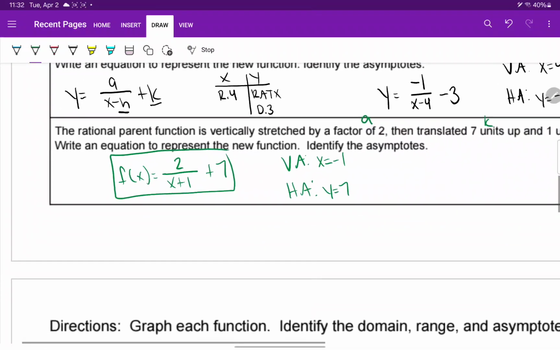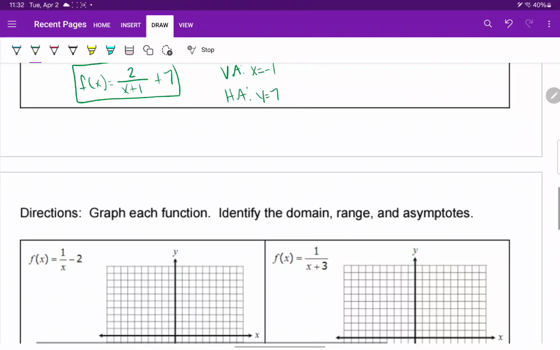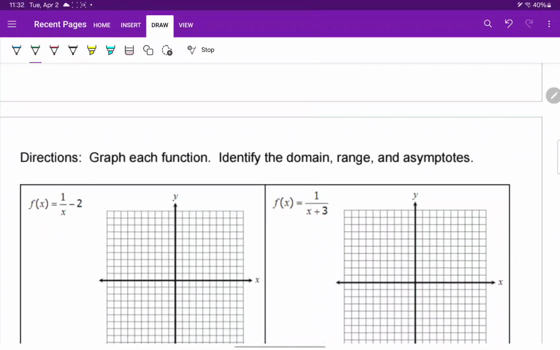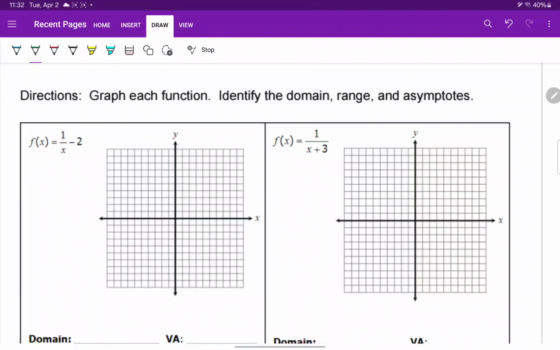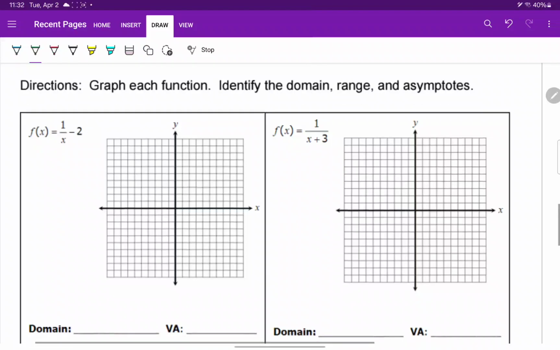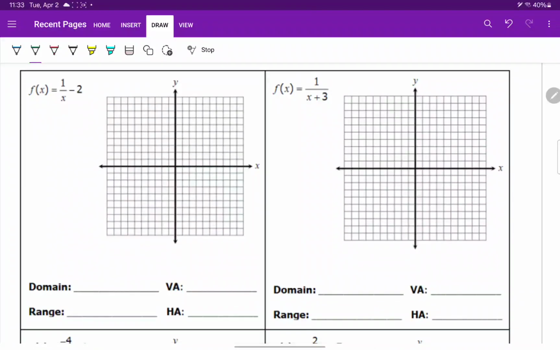All right, let's continue on. It says directions, graph each function, identify the domain, range, and asymptotes. Okay. So over here, we're going to identify our asymptotes first, okay? So that's the first thing we're going to do.